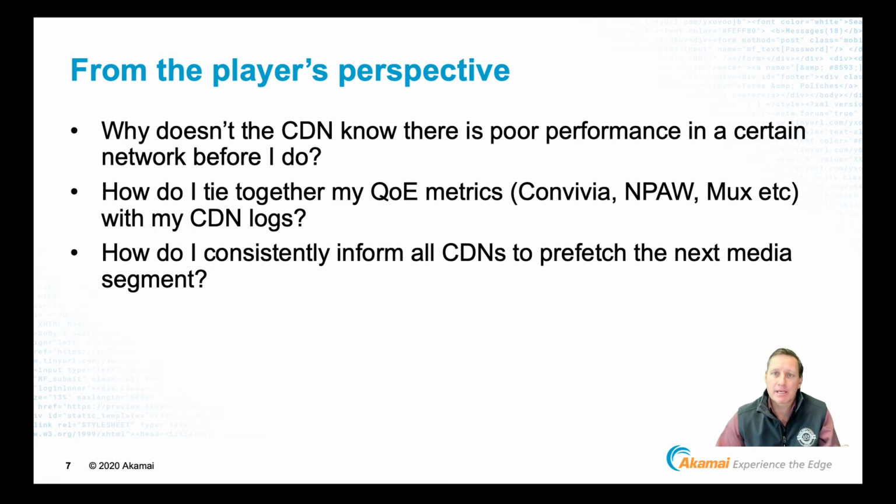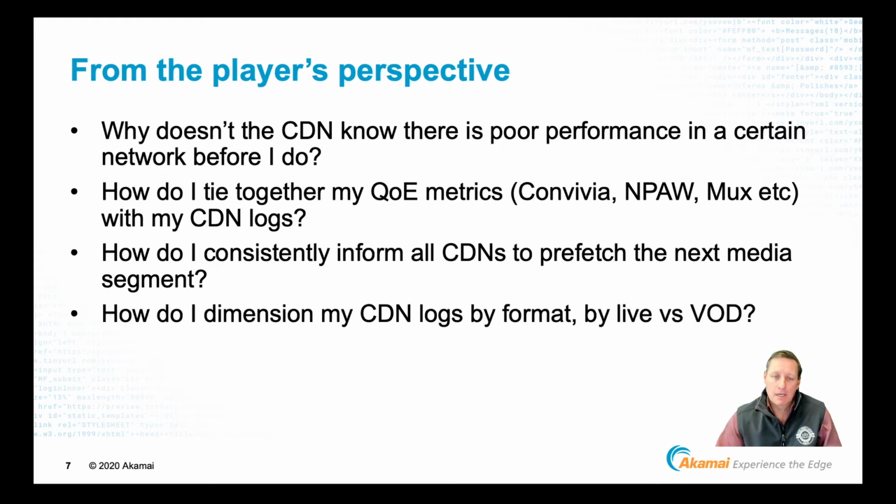Prefetching is one of the best things we can do for segment delivery optimization, yet we don't have a consistent language to tell a CDN how to prefetch the next object. How do I dimension my CDN logs by format, by live versus VOD? People come to us and say, well, how much HLS or DASH traffic do you have?